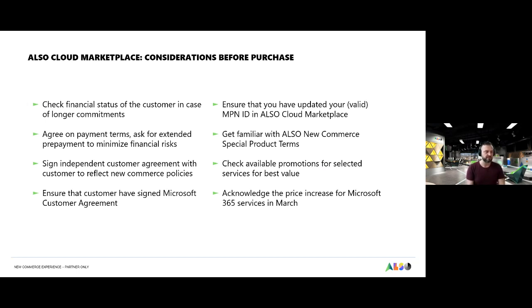We really strongly recommend that you use a way to deliver information about the policies in e-commerce to your customer. Microsoft calls it the independent customer agreement. This term comes from your MPA agreement that you have signed with Microsoft, and Microsoft requires you by the MPA terms to sign the independent customer agreement with the customer. We provide you with the NCE special product terms. You can use this document as the basis for your customer agreement. If you don't have one yet, you can give our document to the customer and ask them to acknowledge that they understand these terms. But it's very important that you implement this practice into your routine when you work with the customer before the purchase.